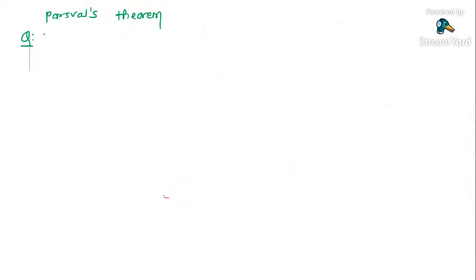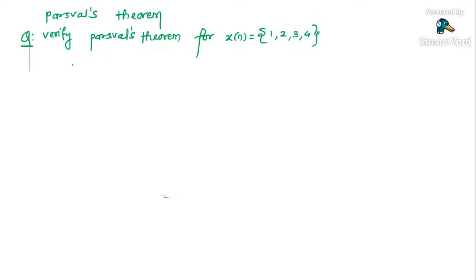Now the statement is: verify Parseval's theorem for x of n equal to 1 2 3 4 1 2 3 4. Okay, now see how that works.